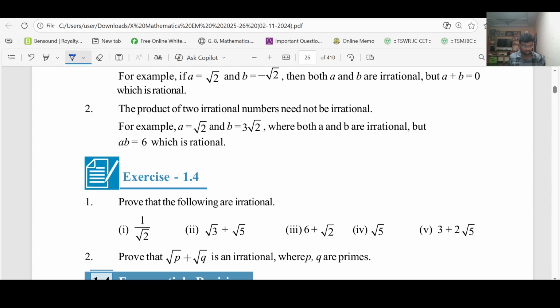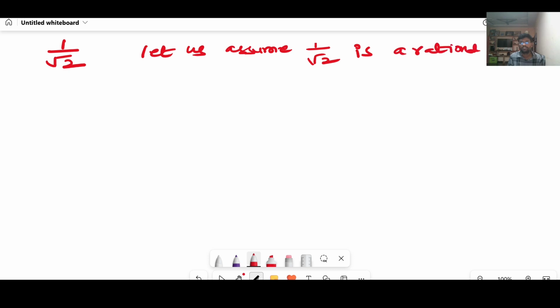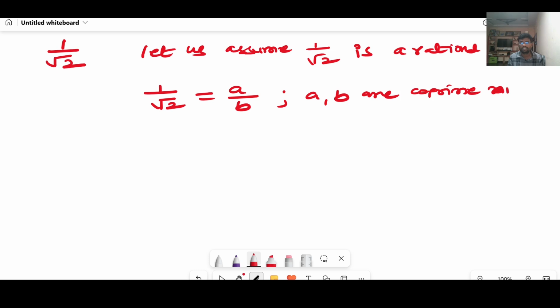Now we will discuss exercise 1.4 first bit problems, right? We have to prove 1 by root 2 is irrational. We will assume first, let us assume 1 by root 2 is a rational number. If it is a rational number, it can be in the form of 1 by root 2 equal to a by b, where a comma b are co-prime integers, and b should not be equal to 0, right?